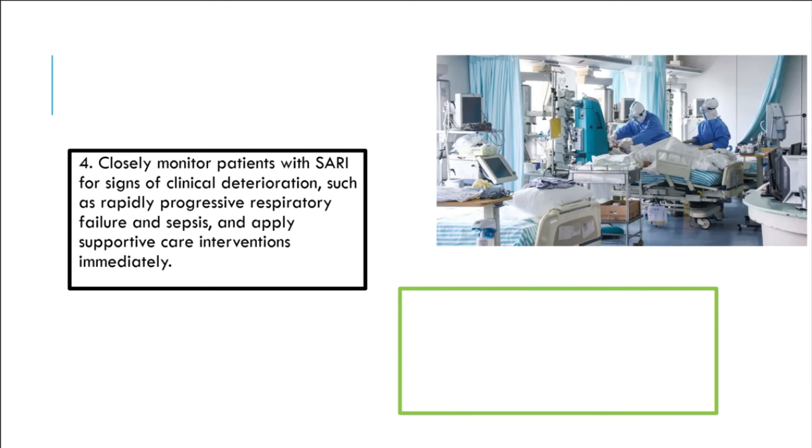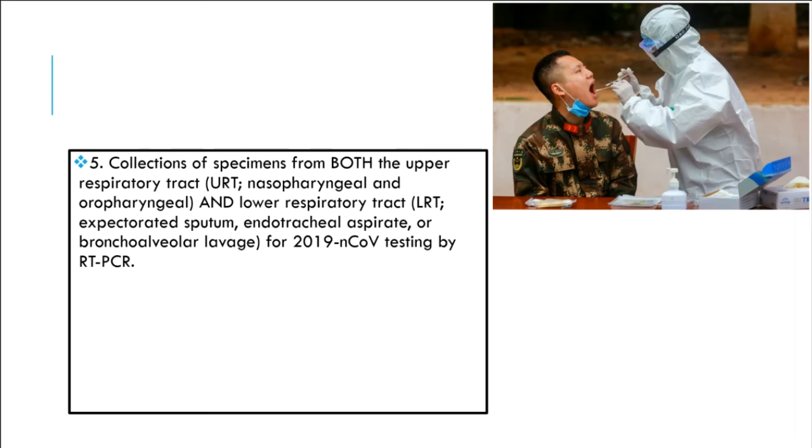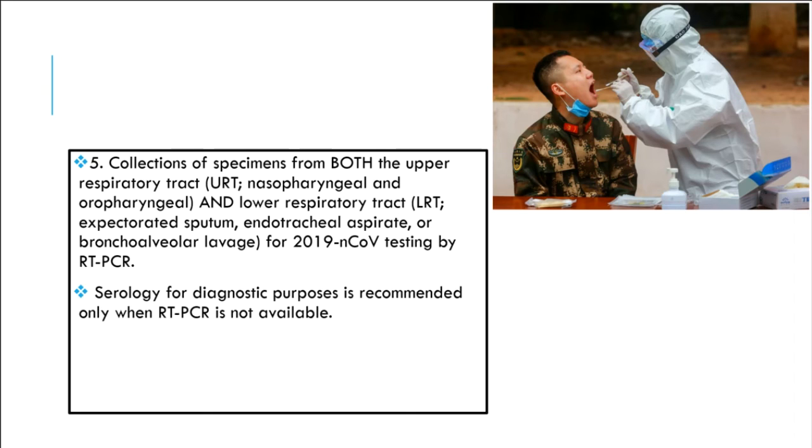4. Closely monitor patients with SARI for signs of clinical deterioration, such as rapidly progressive respiratory failure and sepsis, and apply supportive care interventions immediately. Application of timely, effective, and safe supportive therapies, invasive and non-invasive, is the cornerstone of therapy for patients that develop severe manifestations of 2019 nCoV. 5. Collection of specimens from both the upper respiratory tract, URT, nasopharyngeal and oropharyngeal, and lower respiratory tract, LRT, expectorated sputum, endotracheal aspirate, or bronchoalveolar lavage, for 2019 nCoV testing by RT-PCR. Serology for diagnostic purposes is recommended only when RT-PCR is not available.